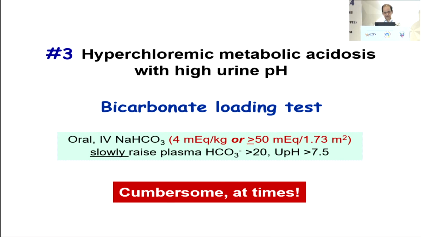I would often prefer using the oral dose and raising the plasma bicarb to about 20 and or the urine pH above 7.5. So this is an important test, and I would still say that in academic centers, when you are evaluating patients, one should probably be relying on this test. Having said this, given the amount of importance that we now rely on genetics, and this test being cumbersome, because you need to now be able to estimate the gases on the urine sample. Most labs don't do this. So it's a test that's not so easily done.